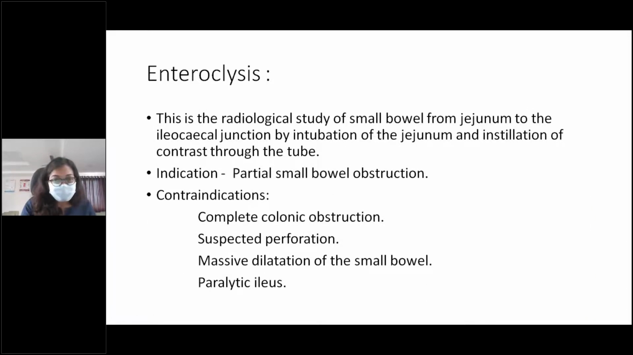Enteroclysis. This is a radiology study of the small bowel from jejunum to the ileocecal junction by intubating the jejunum and the instillation of the contrast through the tube. Indication of the enteroclysis is partial small bowel obstruction. There are certain contraindications to the enteroclysis study.